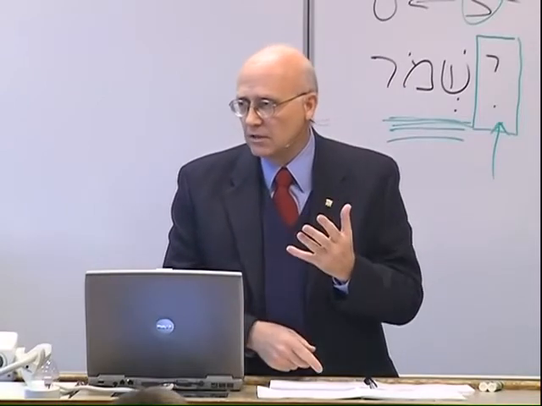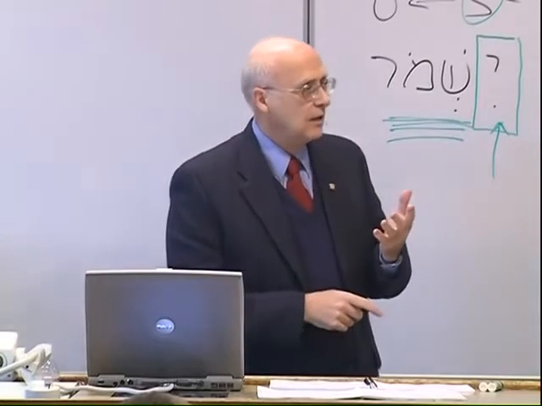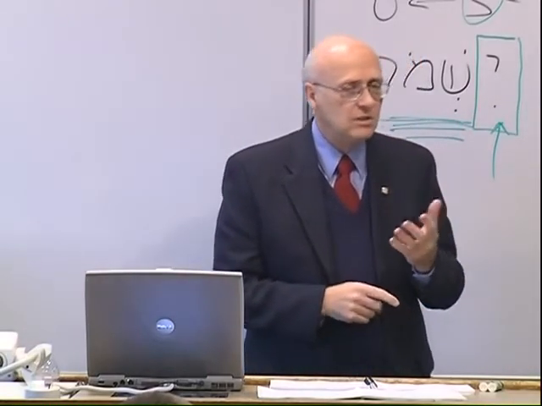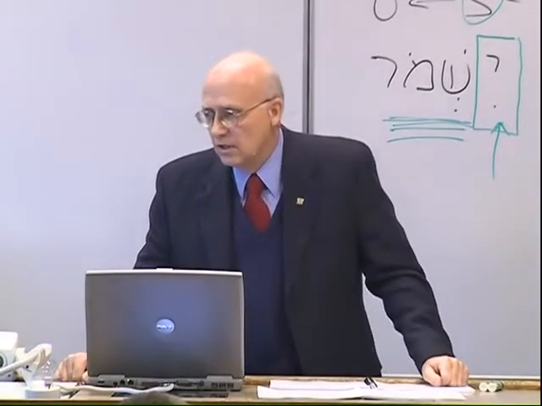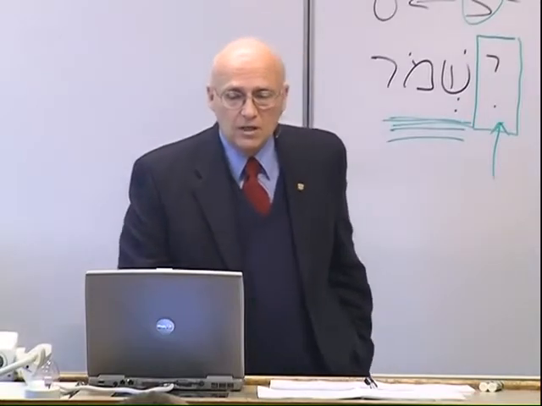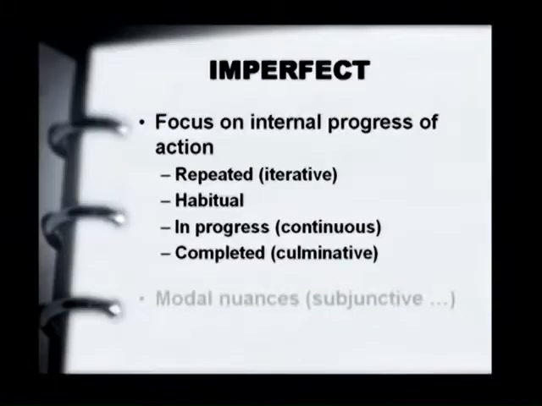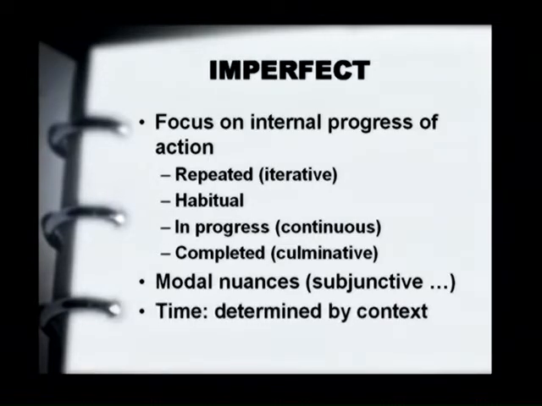We've got different kinds of action, we've got different kinds of mood, we've got different focuses that it can bring to the sentence, different emphases that it might draw our attention to. There's so much involved that it's difficult to tell all of it. So we have the repeated, the habitual, the in progress, the completed. All of those are different types of action that the imperfect might have in a context. And again, context determines it. Modal nuances, the subjunctive, what we call the jussive, the time, all this determined by context.